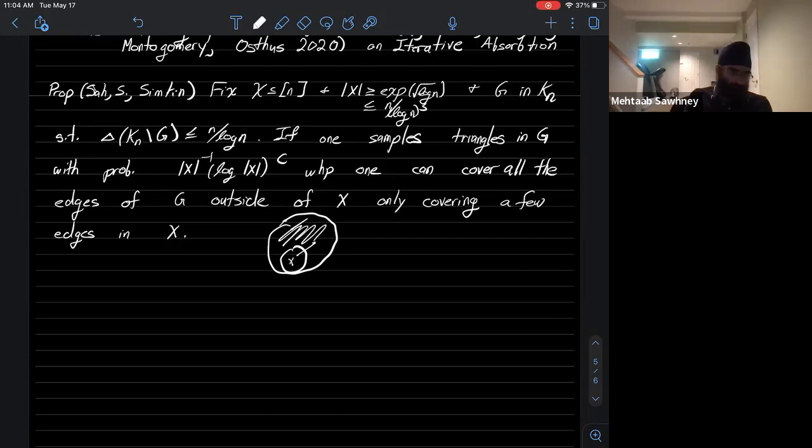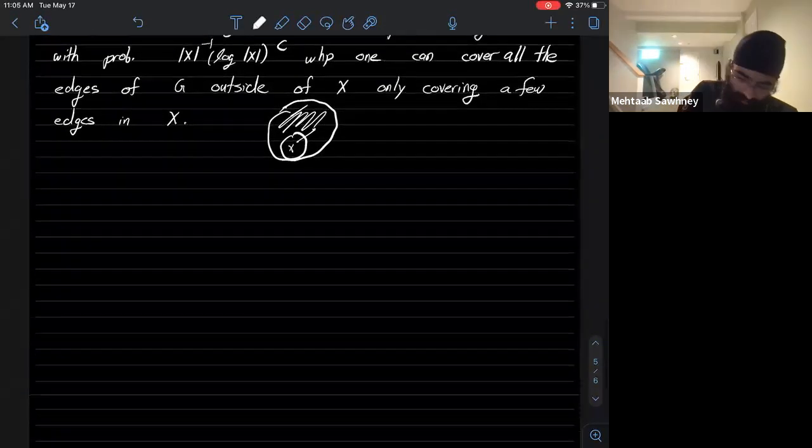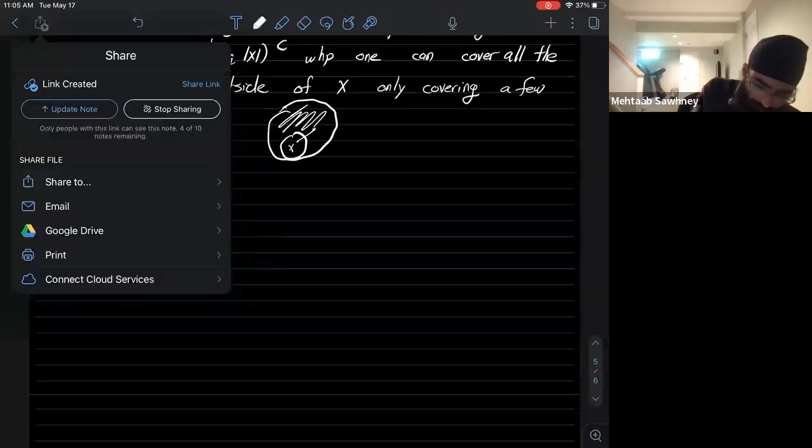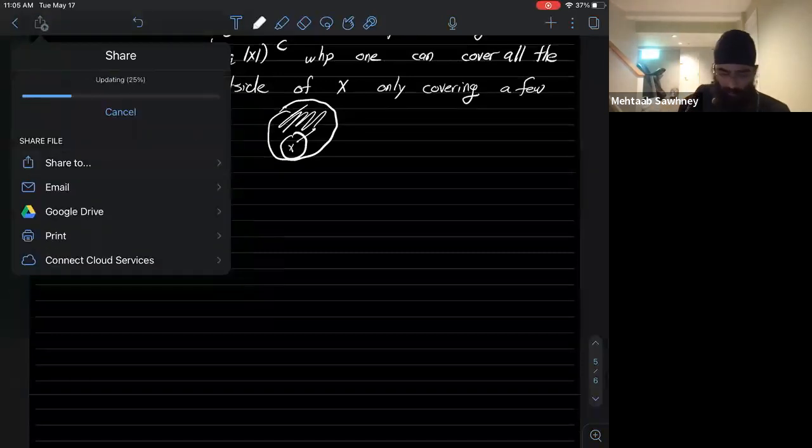And maybe the key idea in this work is to give some sort of bootstrapping scheme which lets you make X bigger and bigger. And so during the last maybe 15 minutes, I'll discuss how one does that.